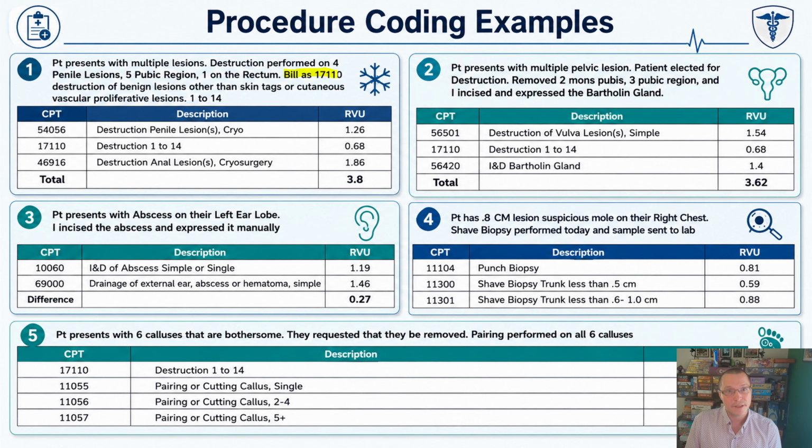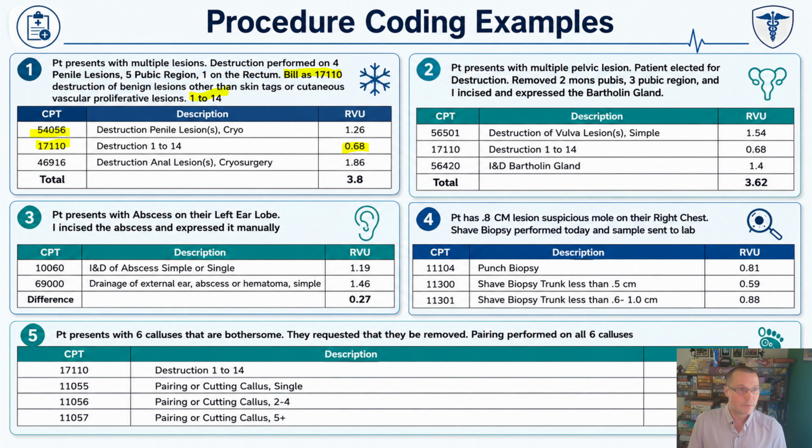The provider billed it as only 17100, destruction of benign lesions other than skin tags or cutaneous proliferated lesions, 1 to 14. So let's say the provider did only bill it as that and the coder didn't correct it. This visit is going to be just a 0.68 RVU. However, we have multiple regions broken down here.